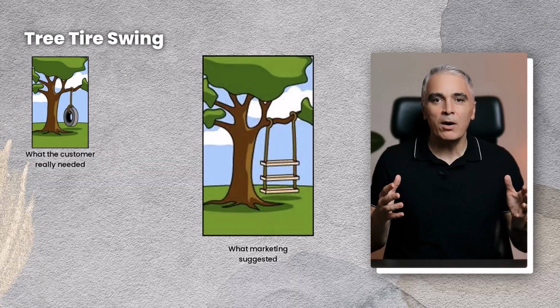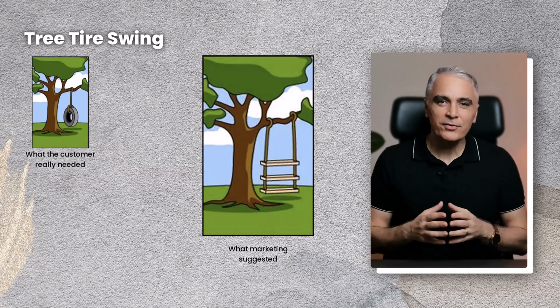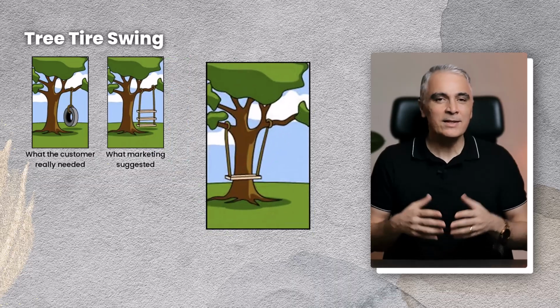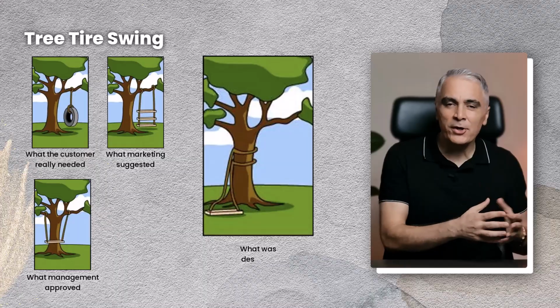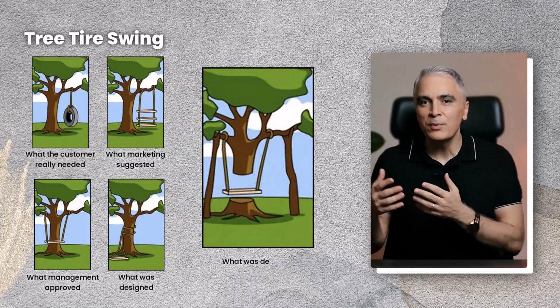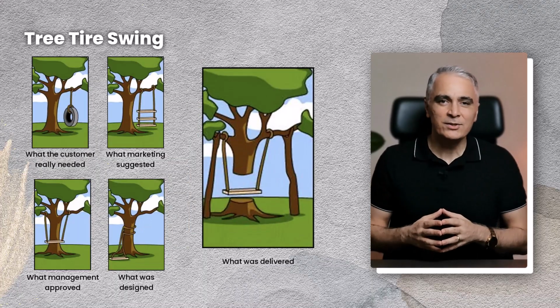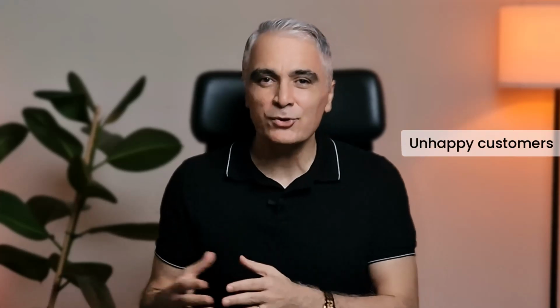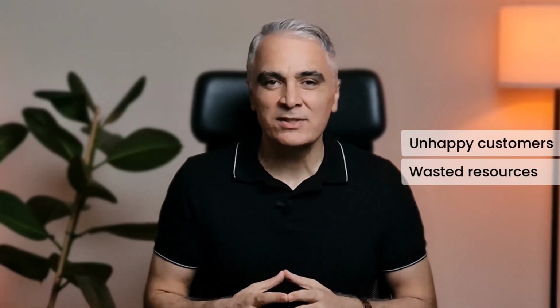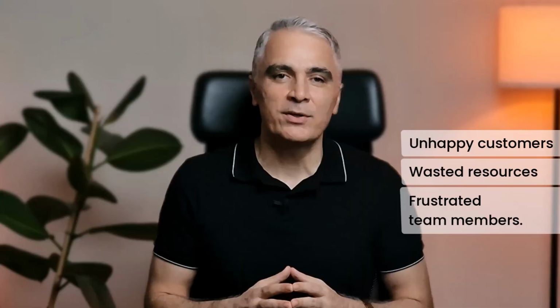Through each step of handover, some level of deviation is added. The next step is what management approved, then what was designed, and finally what was implemented and delivered. Something completely different from the main expectation. The result? Unhappy customers, wasted resources, and frustrated team members.